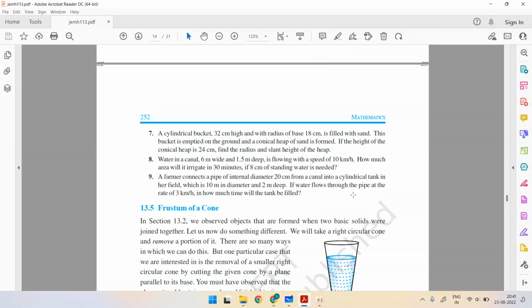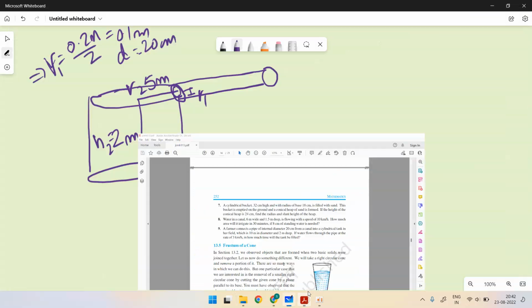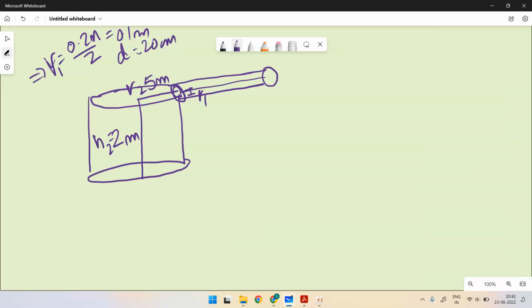The water flows through the pipe at a rate of 3 km per hour. How much time will it take to fill the tank? Water is flowing from here going to here. Total water flown from this pipe should be equal to the volume of the tank when it gets fully filled. So we need to conserve volume of water.